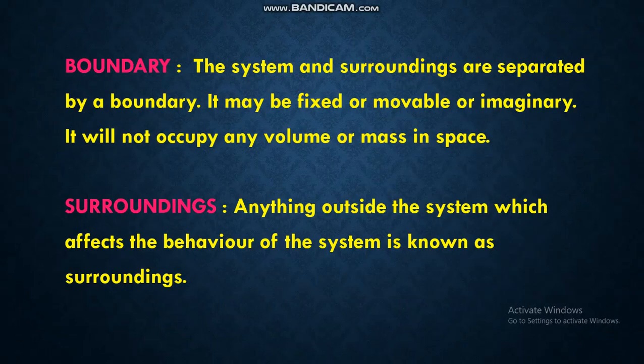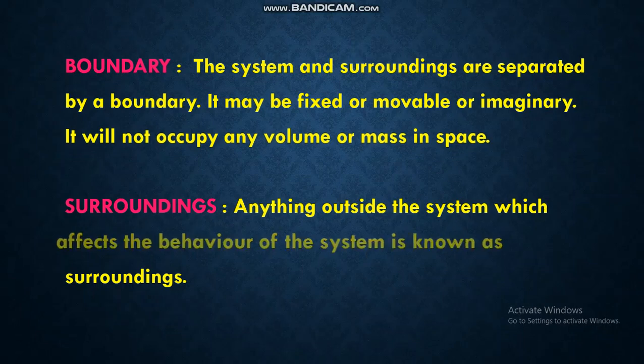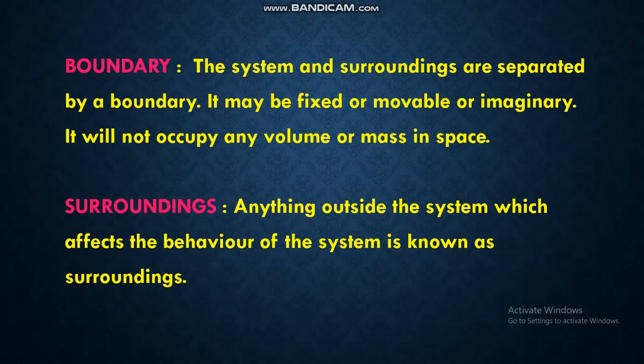So here we see the definition: boundary. The system and surroundings are separated by a layer which is called the boundary. It may be fixed or movable or imaginary. It will not occupy any volume or mass in space. So next one is surroundings. Anything outside the system which affects the behavior of the system is known as surroundings.